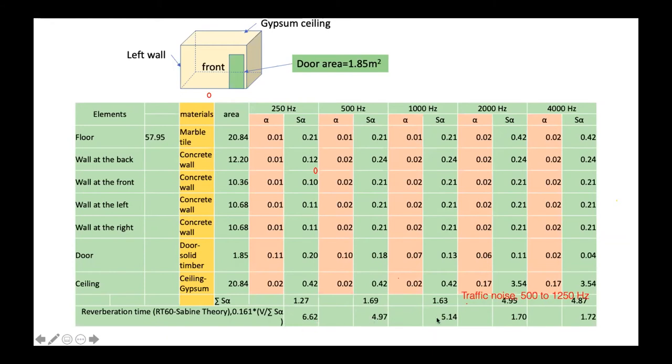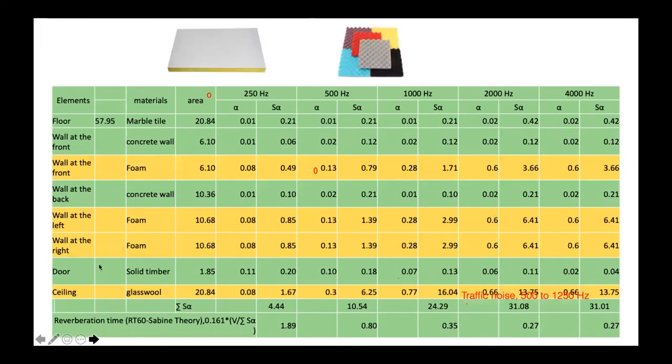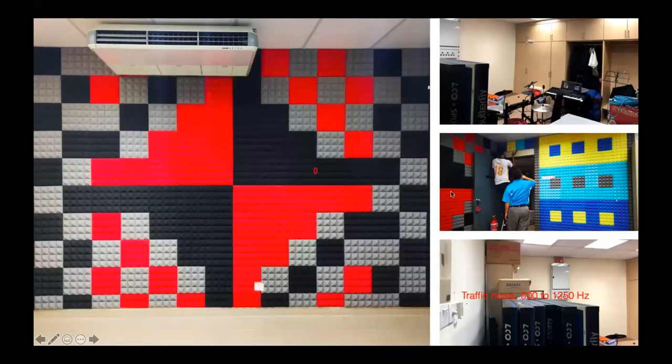Before the treatment, the room reverberation is very poor: 6.62, 4.97, and so on, which is not suitable for music. Then when we changed part of the wall to be covered with foam and the ceiling with glass wool, we get the desired one, 0.35 here. It's not only suitable for music, but also suitable for recording purposes. So this is the foam. We covered the wall with the foam here.